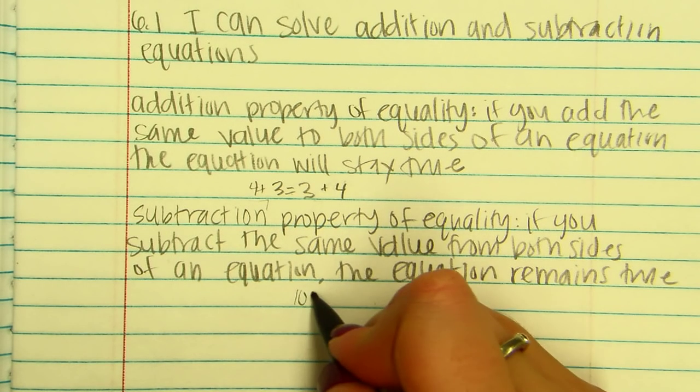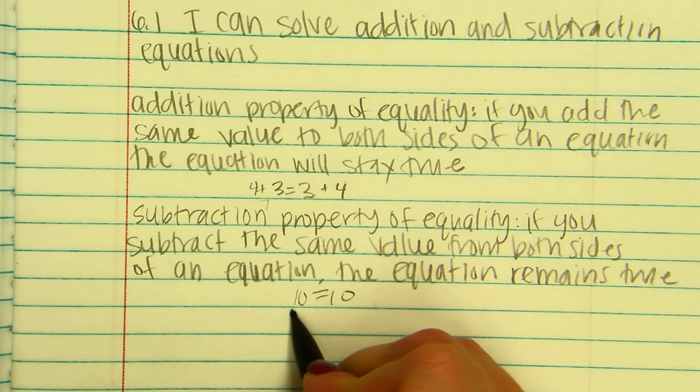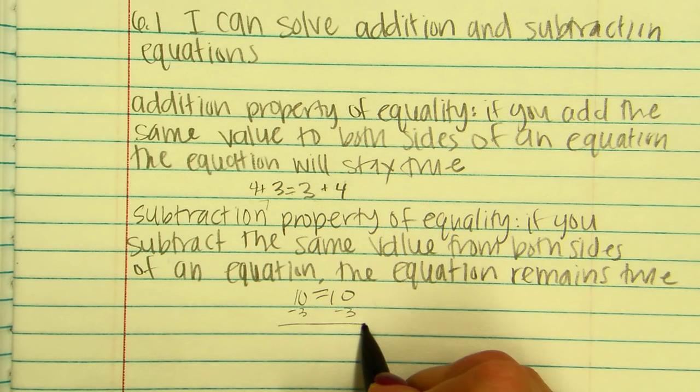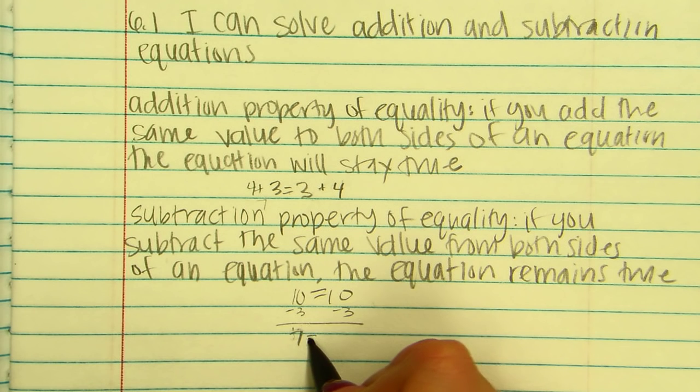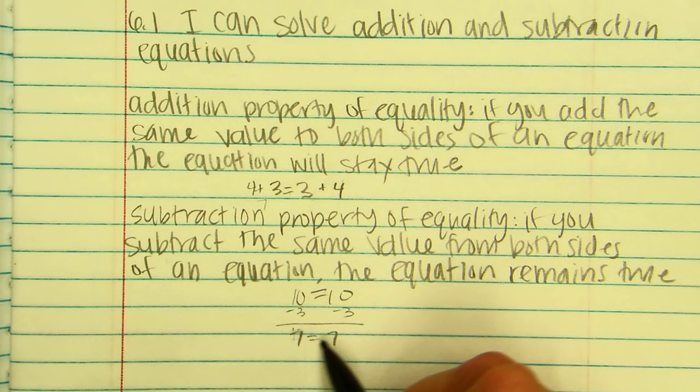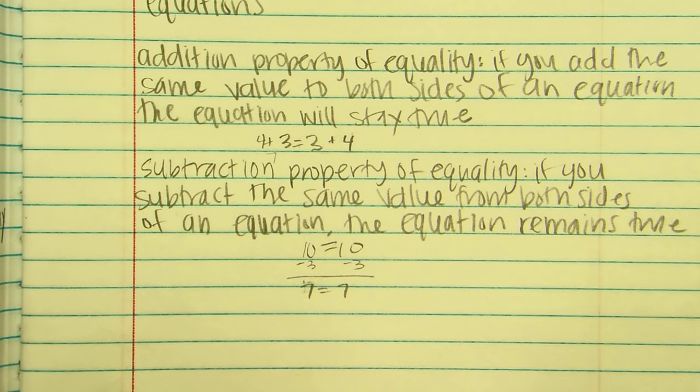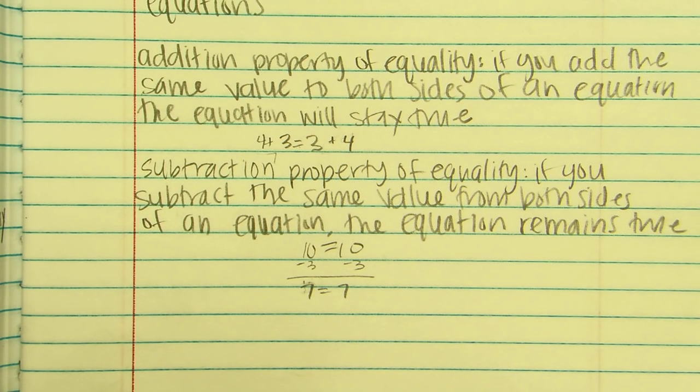If I say 10 equals 10, which is true, if I subtract 3 from this side and 3 from this side, I get 7 equals 7. So the equation is still true if I subtract the same value from both sides of the equal sign. We're going to use this when we solve addition and subtraction equations.